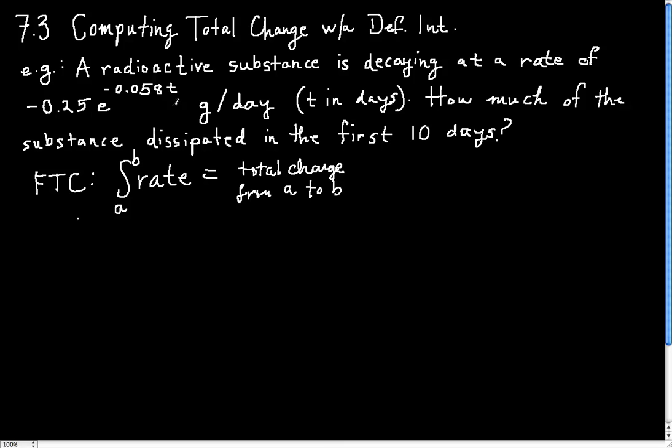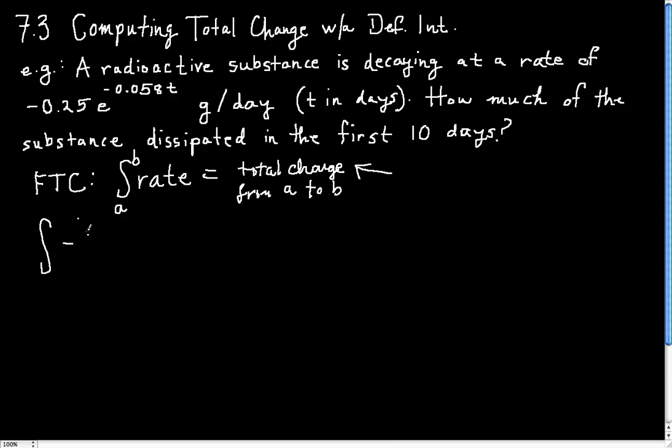Okay, so what we were given is the rate at which this substance is decaying. So if we want to know how much is dissipated, in other words, how much disappeared, that's the same as saying the total change in the amount of this substance. So if we integrate its rate with the correct limits, we should get the total change from the lower limit to the upper limit. So in other words, we want to integrate the rate of change, which is this function.